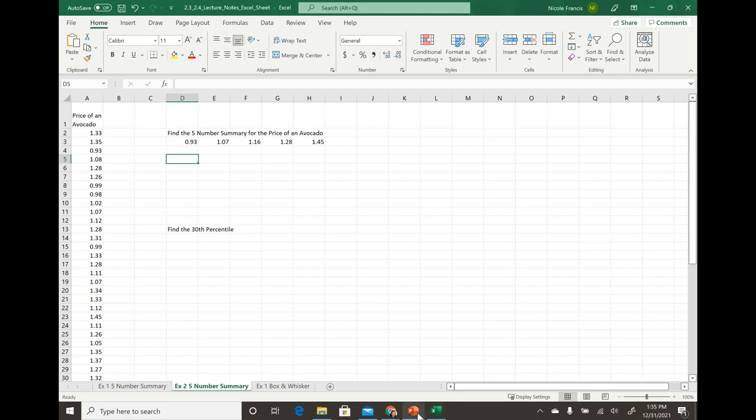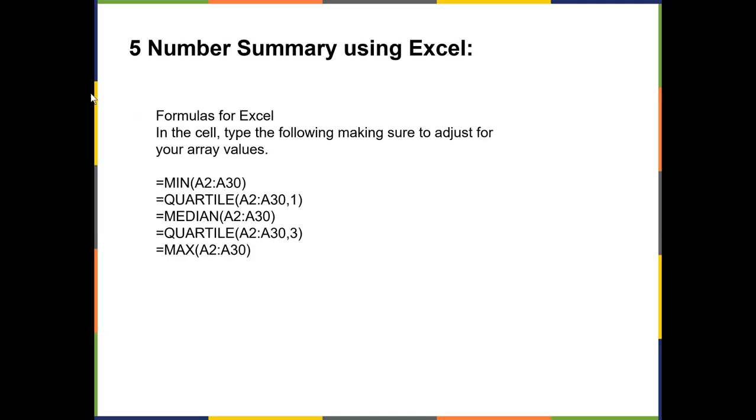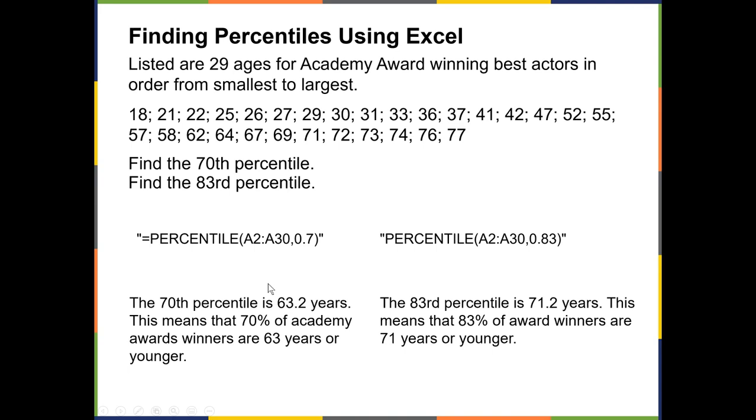Let's go back and talk about percentiles. Backing up just a second, here are all the commands typed out for my example. So let's find percentiles using Excel. Again, we have 29 ages for Academy Award-winning Best Actors in order from smallest to largest. Let's find the 70th percentile and the 83rd percentile. This uses the command in Excel equals percentile, the data array, and then you type in the percentile that you want as a decimal. So if I want the 70th percentile, I type in 0.7. If I want the 83rd percentile, I type in 0.83.